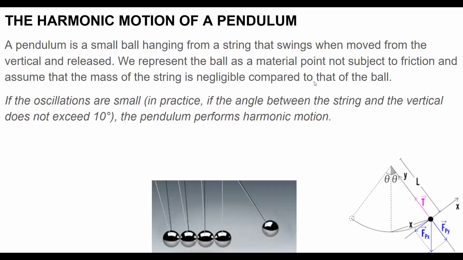A pendulum is a small ball hanging from a string that swings when moved from the vertical and released. We represent the ball as a material point not subject to friction and assume that the mass of the string is negligible compared to that of the ball. If the oscillations are small, in practice, if the angle between the string and the vertical does not exceed 10 degrees, the pendulum performs harmonic motion.